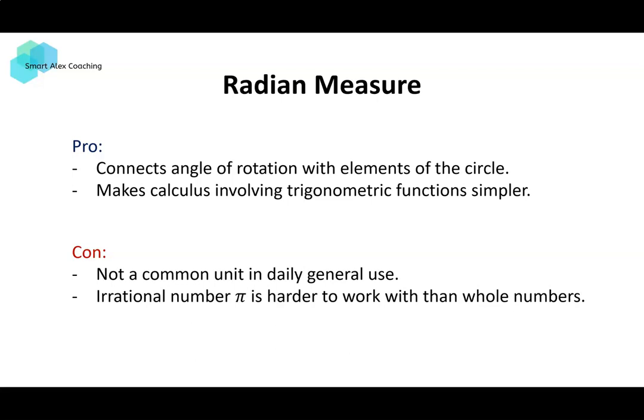The advantage of the radian measure, as mentioned, is that it connects the angle of rotation with elements of the circle, in this case, the radius and the arc length, and this makes calculus involving trigonometric functions a lot simpler. The disadvantage? Well, it's not a common unit in daily general use, and the irrational number pi is a lot harder to work with than whole numbers.